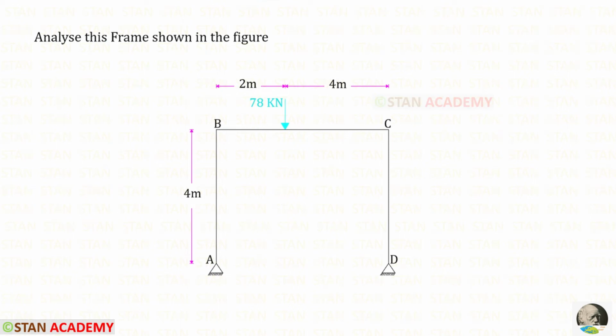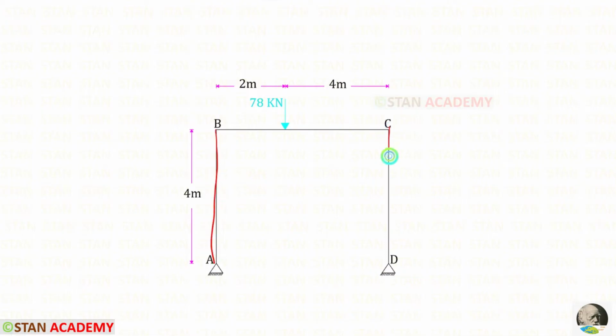Hello everyone. Today we are going to analyze this frame using the strain energy method. In this frame, the columns AB and CD have the same height of 4 meter. The beam BC has a length of 6 meter.